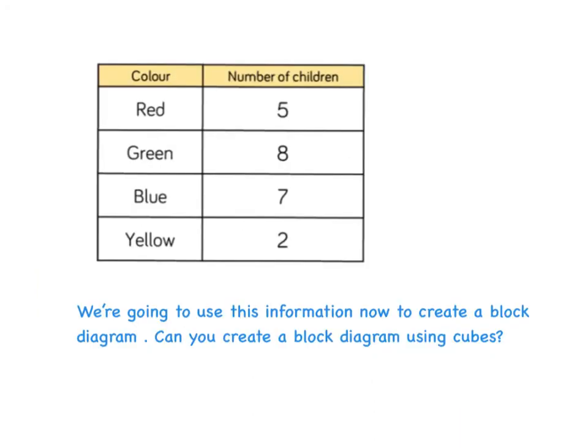Okay, it's over to you now, Year 2. What I'd like you to do now is to create your own block diagram using this information in this table here. This is all about children's favourite colour. You can see that 5 children like the colour red, 8 children like the colour green, 7 children like the colour blue, and 2 children like the colour yellow.